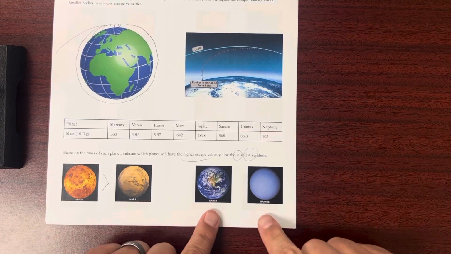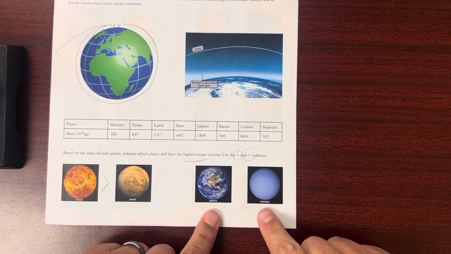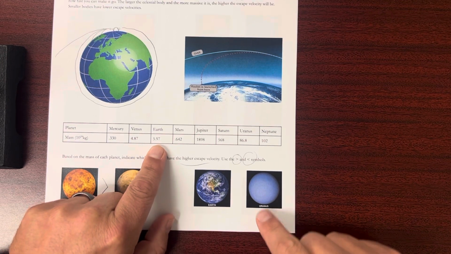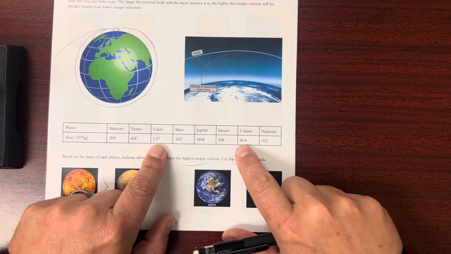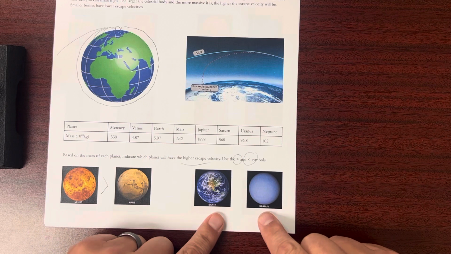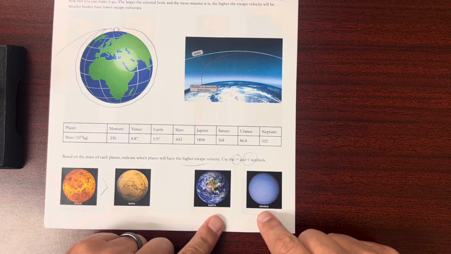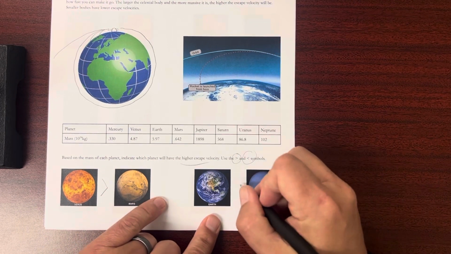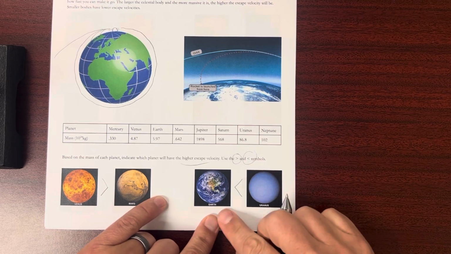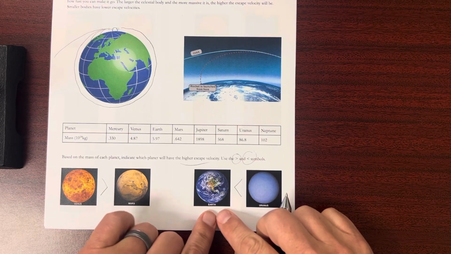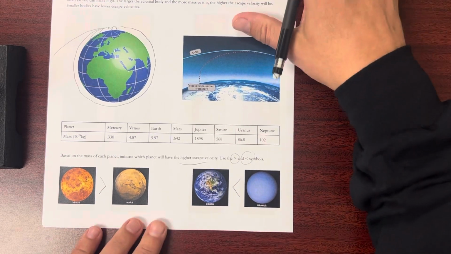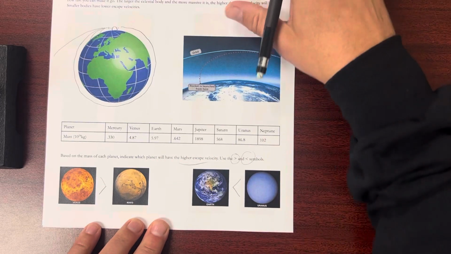Now let's look at Earth and Uranus. Earth has a mass of 5.97. Uranus has a mass of 86.8. So Uranus is more massive, it has more gravity. So the escape velocity from Uranus is more than it is from Earth. So Earth, in this case, is less than Uranus. Uranus has the higher escape velocity just because it has a bigger mass.